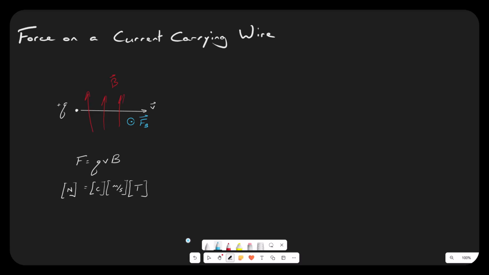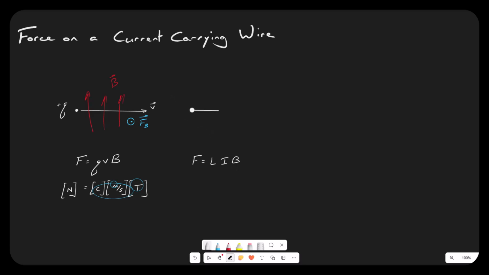But what if instead I did a meters, a Tesla, and a coulomb per second? That could work too. So meters, that sounds like a length. Coulomb per second is an amp, so that sounds like a current. And then B field is still this. So there might be a separate force this way, and there is.